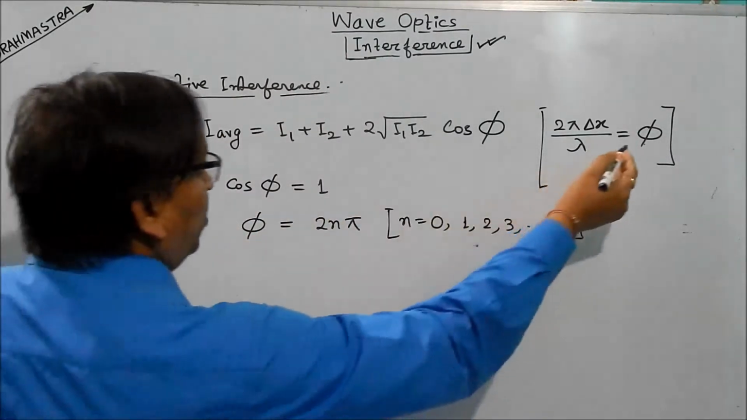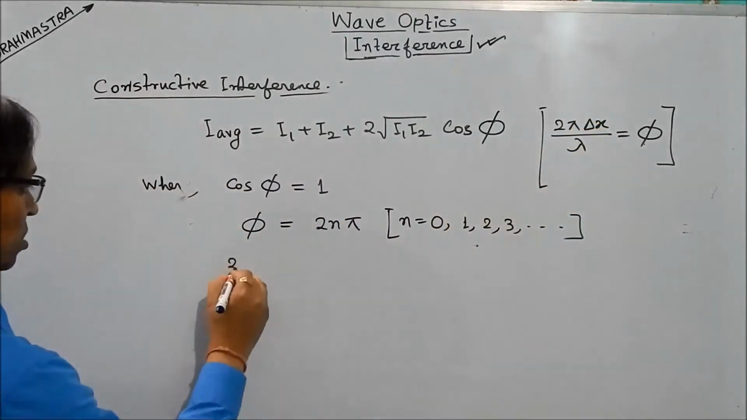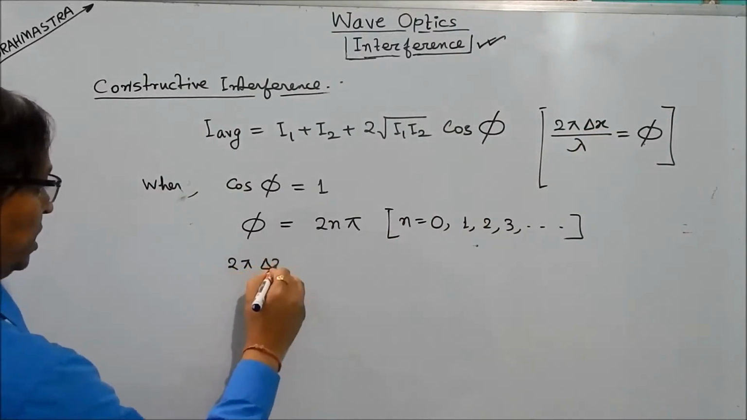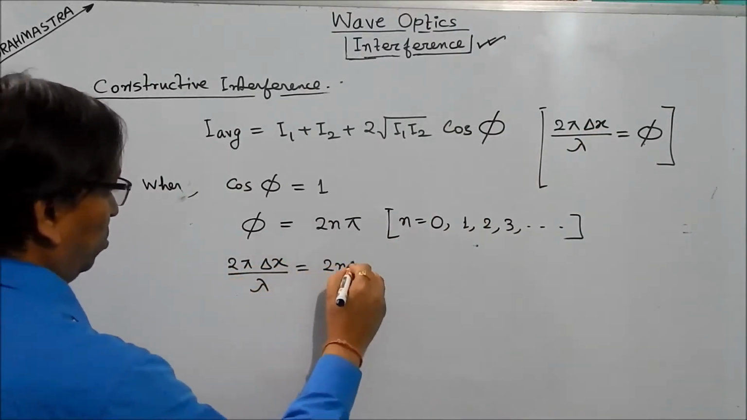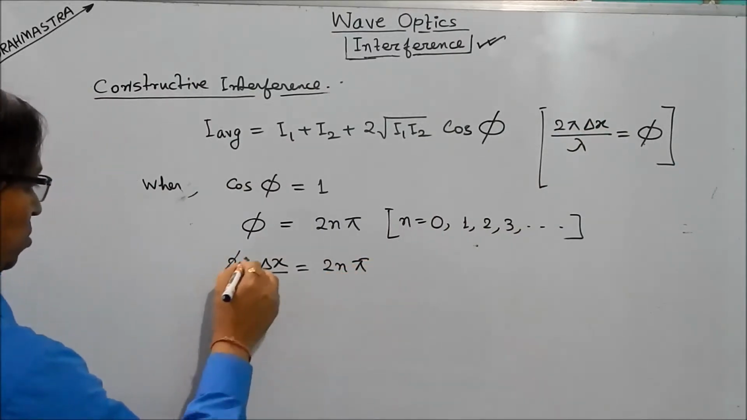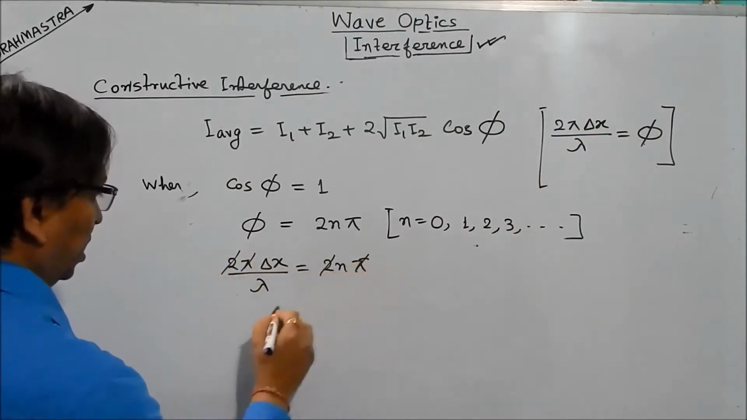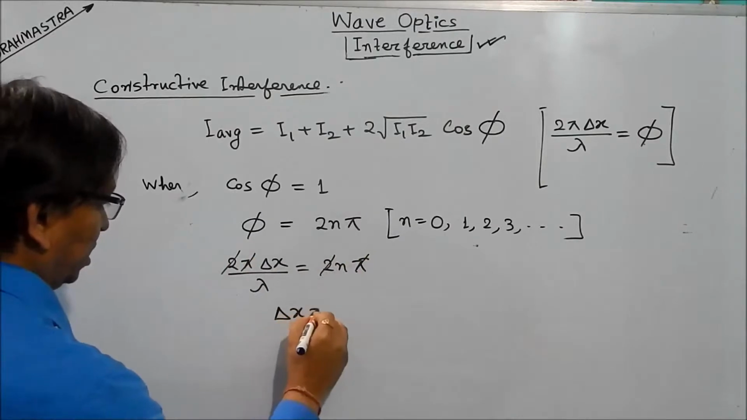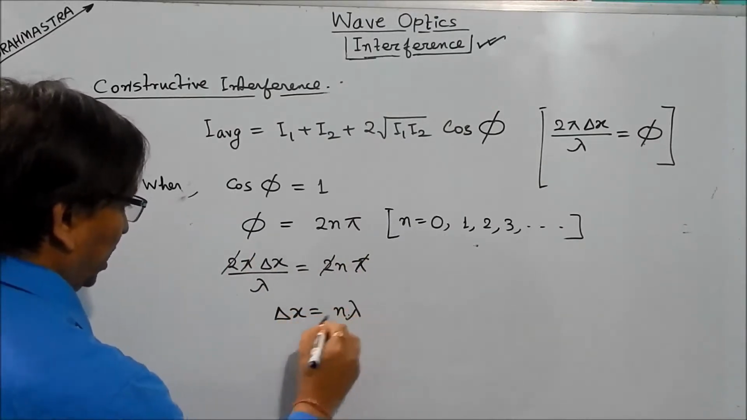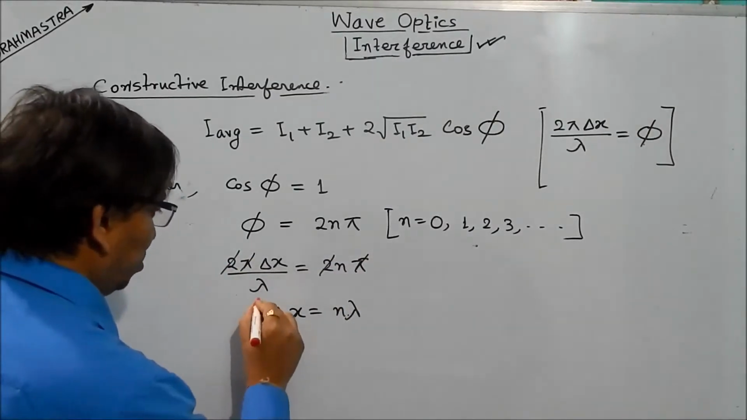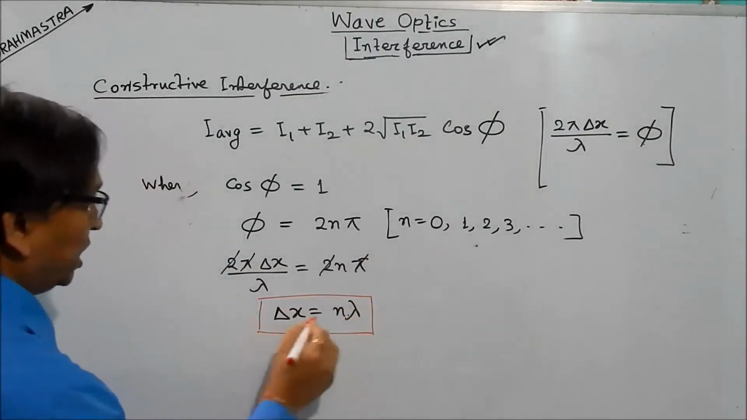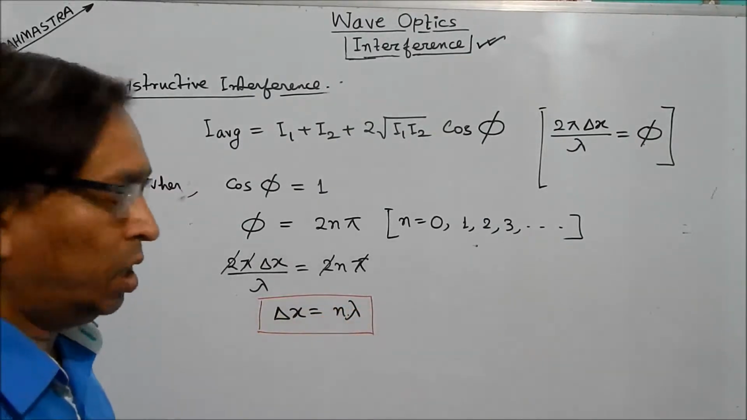And what is phi? Phi is equal to this quantity, 2 pi delta x by lambda. So this is equal to 2n pi. Cancel 2 pi here and 2 pi there, so you are getting delta x equal to n lambda. This is the condition for constructive interference, that is, your path difference should be equal to an integral multiple of lambda.